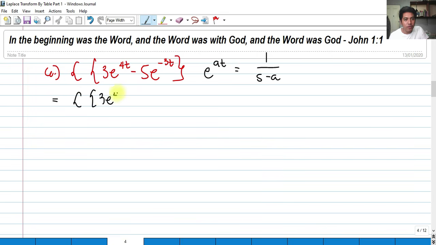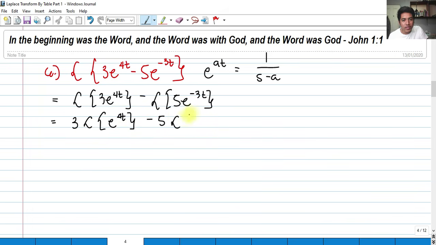We have the Laplace transform of 3e raised to 4t minus the Laplace transform of 5e raised to negative 3t. We can factor out the constant. We have 3 Laplace transform of e raised to 4t minus 5 Laplace transform of e raised to negative 3t. So we have to get the Laplace transform of this, and this could be solved by table. In this case, the value of a is 4.